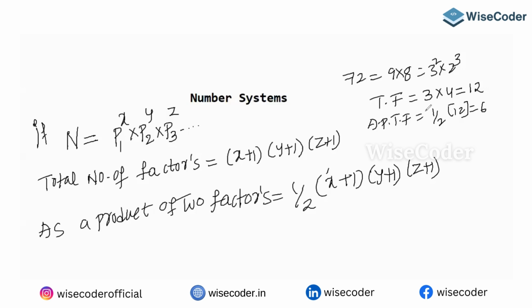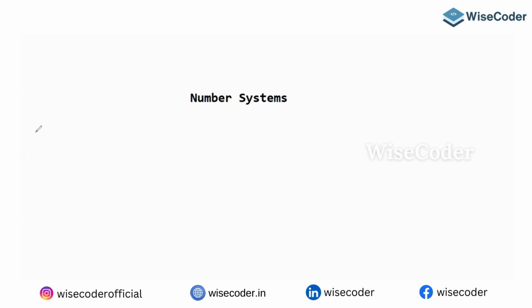What is that variety? Finding the trailing zeros. They are going to ask you about factorials and trailing zeros. They will simply ask you, at the end of 100 factorial, how many zeros will be there?